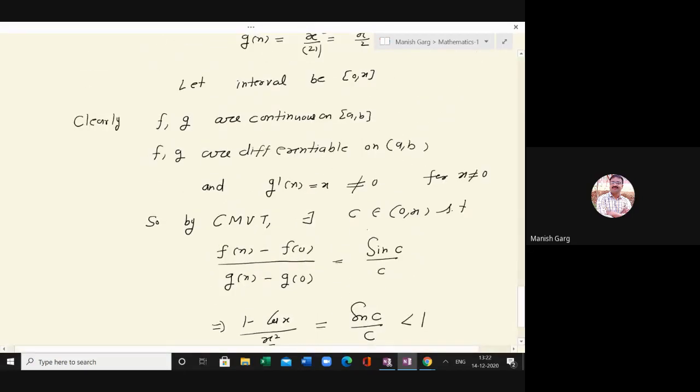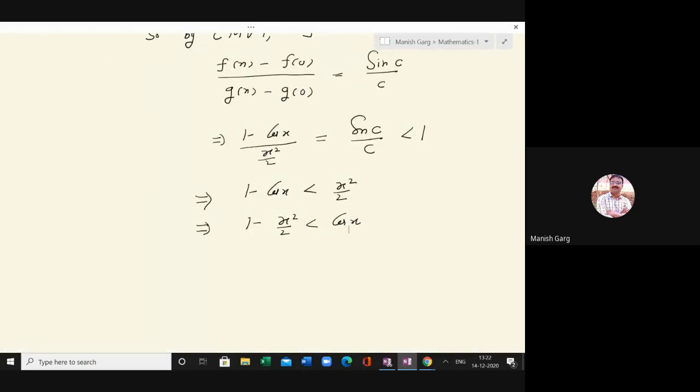Another, you take minus x to 0. Clear? Minus x to 0, another interval, continuous, differentiable, and apply mean value theorem. Again you will get the answer. So here you can do it yourself for minus x to 0. So this is the Cauchy mean value theorem.